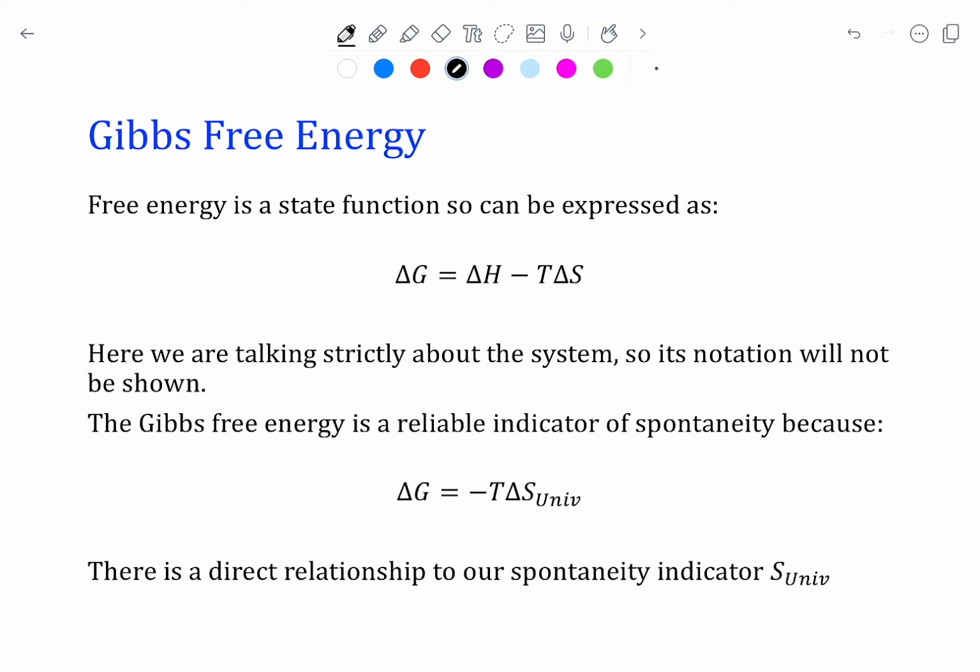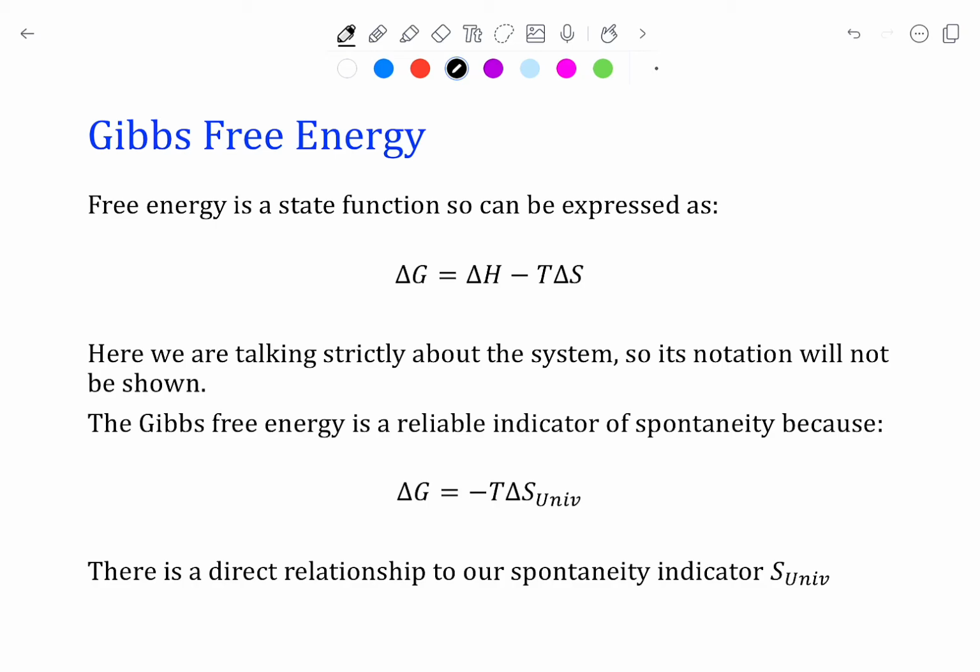So, when we're talking about the Gibbs free energy, we are strictly talking about the system. Okay, as we said earlier, we can't easily measure changes in the surroundings. We can only measure that of the system. So, just to make a note of this, the delta G, the delta H, and the delta S are all referring to the system, but we will not be using the subscript sys on any of these from here on out.